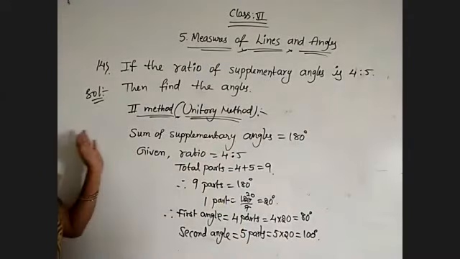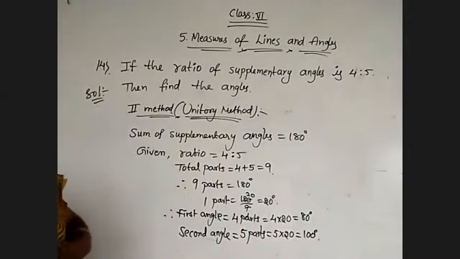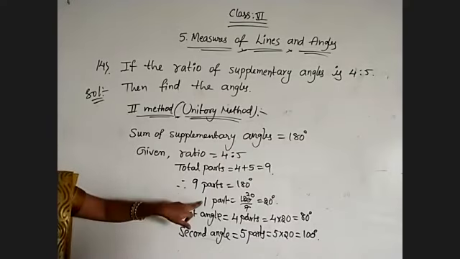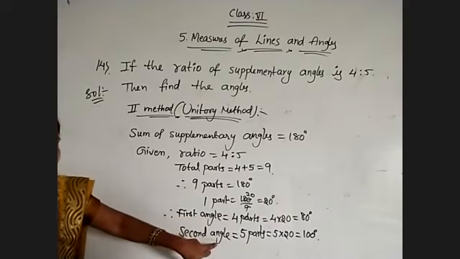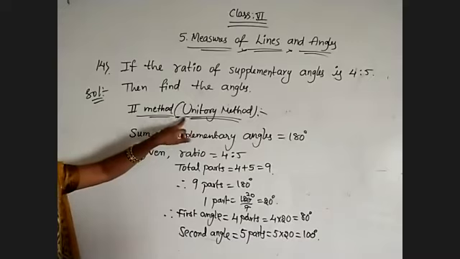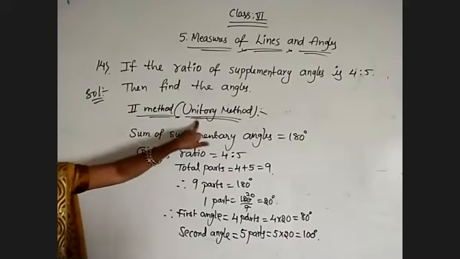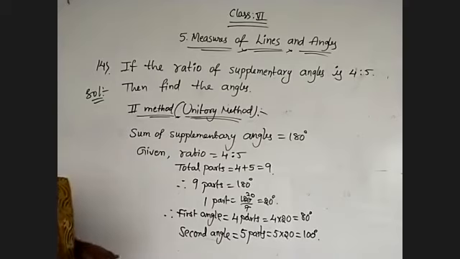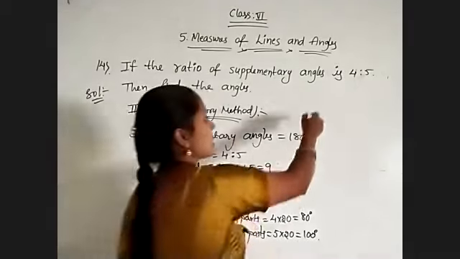So that is a different method, and this one is the unitary method. In this method we are finding the value of one part, then the required part. Because we are finding one value first, this name is given: unitary method. Unit means 1. Okay. And the same question we can do in the other method also. See, this third method is a very simple method.